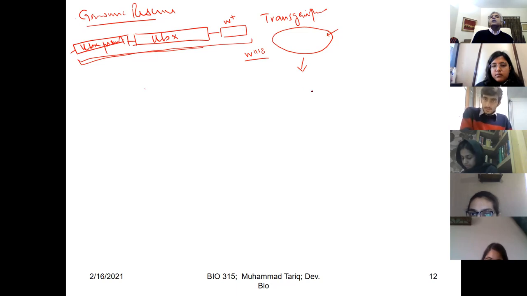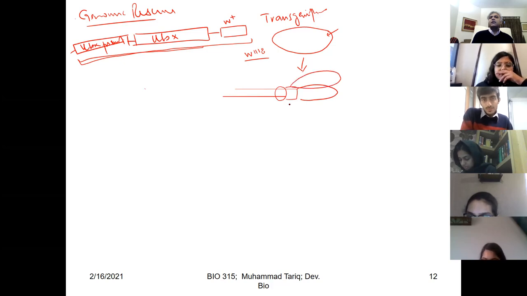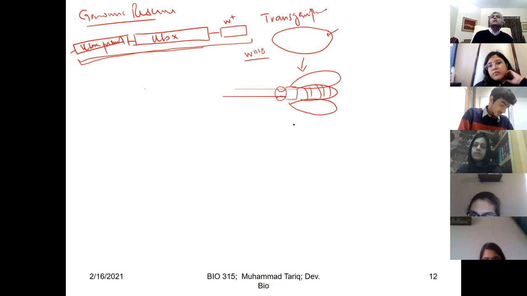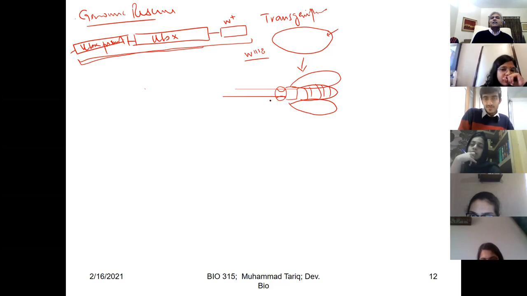And when adult flies hatch from this embryo, which we have injected, what will be the eye color of these flies? Red? It will be red? It will not be red. And you tell me why. If it took up the gene, it wouldn't be red... And if I say they will not be red, why will they not be red? And as an expert, I tell you they will not be red, and they have the transgene.